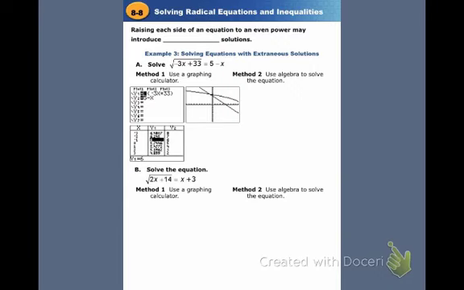Now we talked about these extraneous solutions, but here's a little tip on when these occur. Raising each side of an equation to an even power may introduce extraneous solutions. So when we're thinking about these extraneous solutions, when we might anticipate they could occur is actually in this situation, when we're raising both sides to an even power.